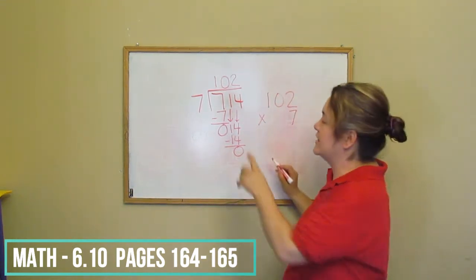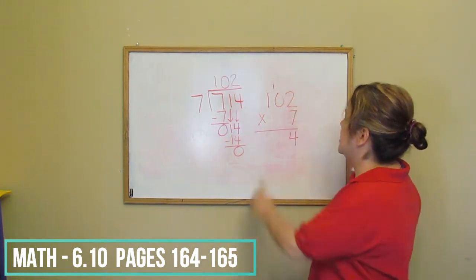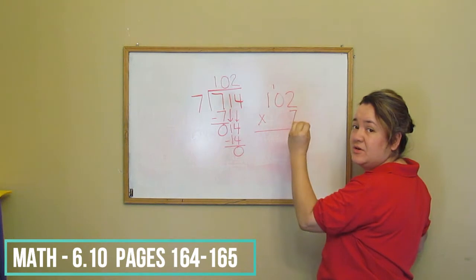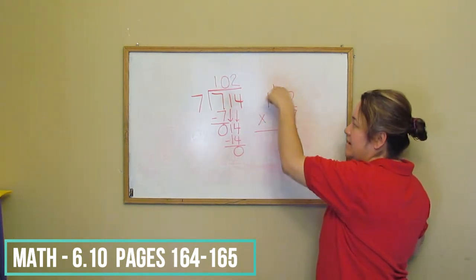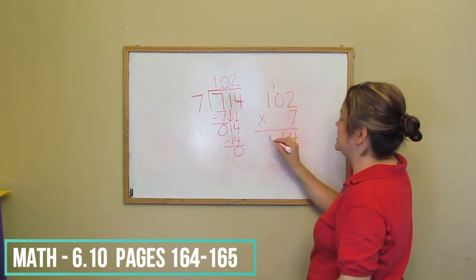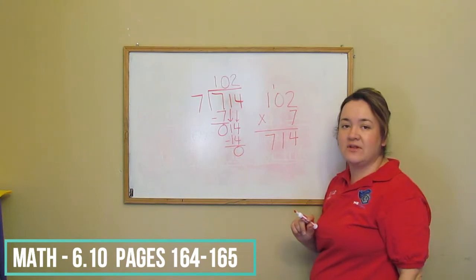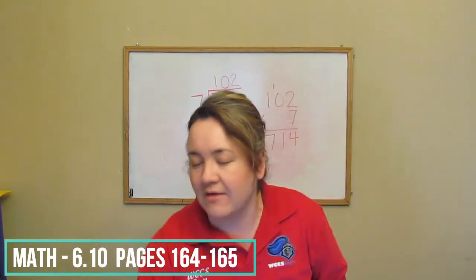Multiplying it times our divisor, which is our 7. 2 times 7 is 14. 0 times 7 is 0, and we add the one that we carry. So that becomes a 1, because 0 plus 1 is 1. And then 7 times 1 is just 7. And so 714 is our answer, and that matches out. All right, let's try another one.